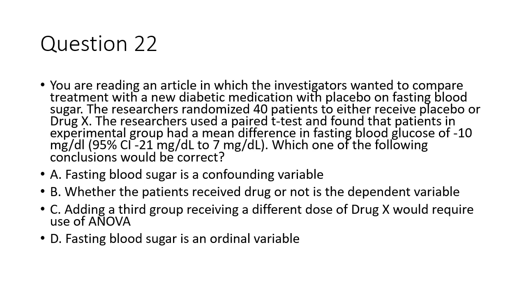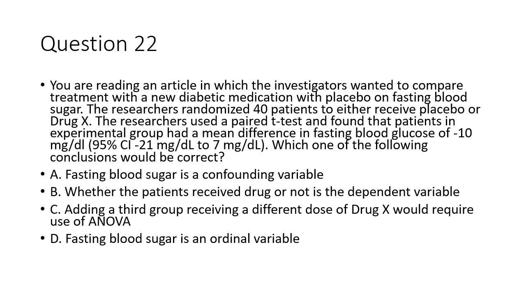So using the same vignette here, we're going to look at a couple different answer choices. So which of the following conclusions would be correct here? Would be A, fasting blood sugar is a confounding variable. Would be B, whether the patients receive drug or not is the dependent variable. C, adding on a third group receiving a different dose of drug X would require use of ANOVA. Or D, fasting blood sugar is an ordinal variable. So, looking through these, the correct answer is C.